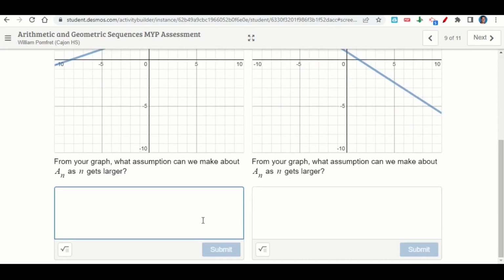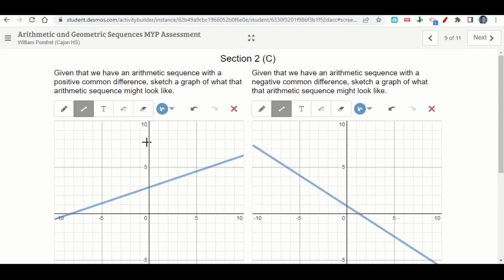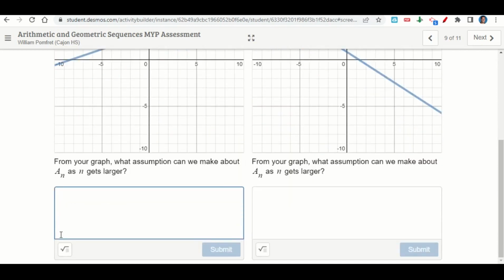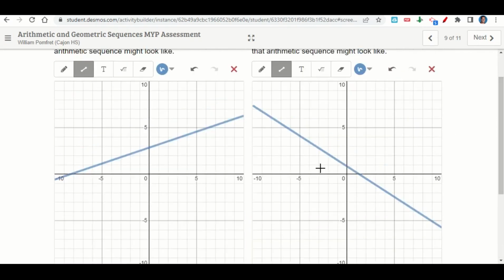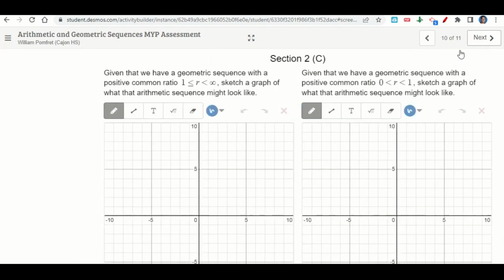It says, from your graph, what assumption can we make about AN as n gets larger? So as AN, meaning y, as x gets bigger, what's happening to y? Well, we know that AN is getting bigger as well. Okay? Now on this one, as x gets bigger means we move to the right, y is getting smaller, so AN gets smaller. Then we'll go ahead and click next.